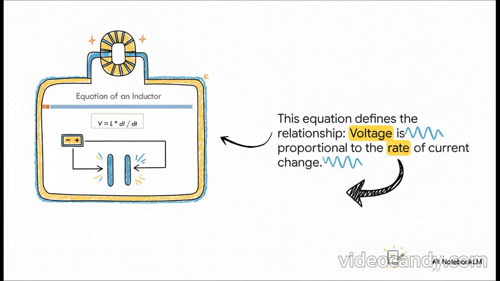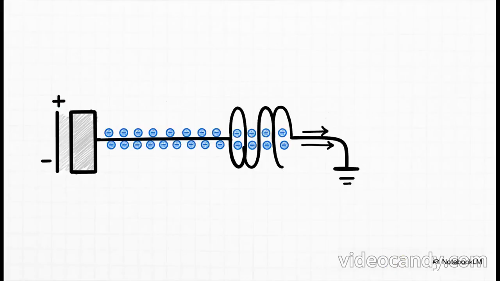And that di over dt part, that's just a fancy way of saying how fast is the current changing. So let's think about that for a second. What happens if you have a steady, direct current, like from a battery? Well, the current is constant, so it's not changing. That means our di dt term is zero. And anything times zero is zero.